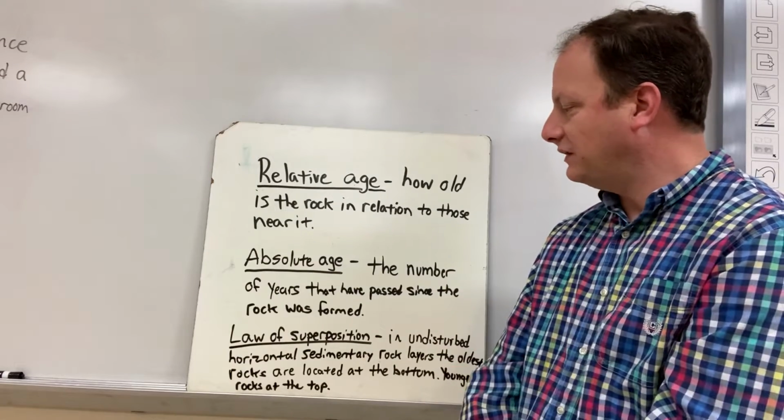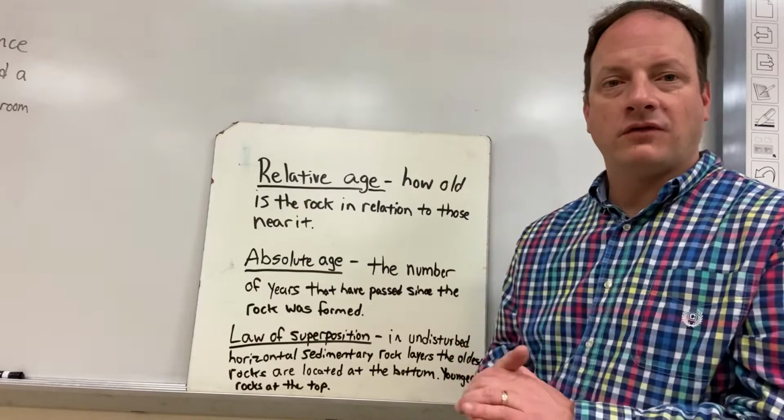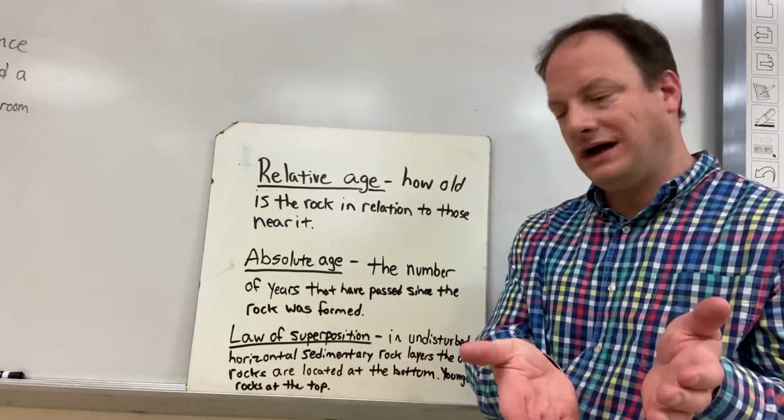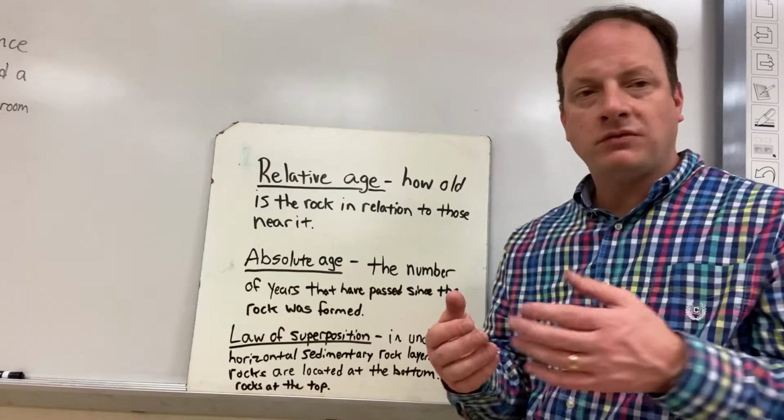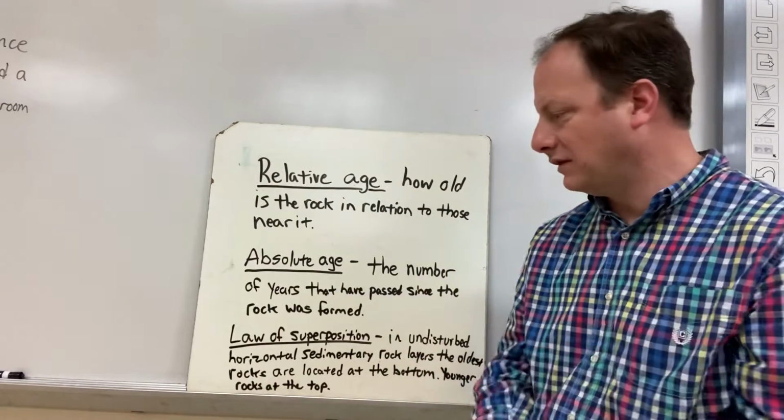Absolute age is the number of years that have passed since that rock was formed. So, for example, if I were to give you a rock or you found one, you would want to know, well, how old is that rock, or how long has it been since this rock formed?